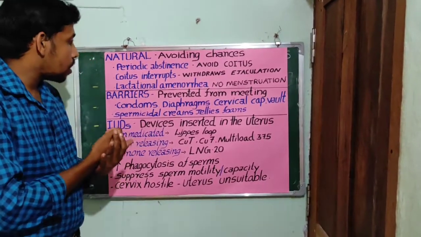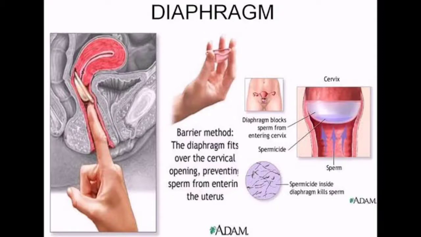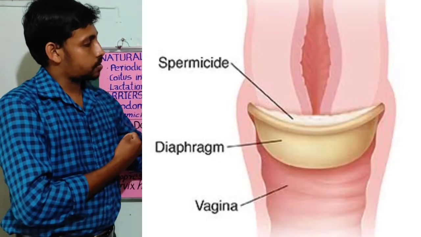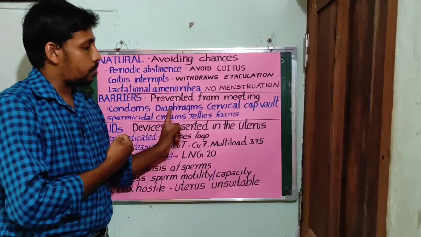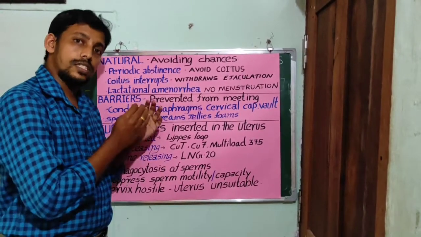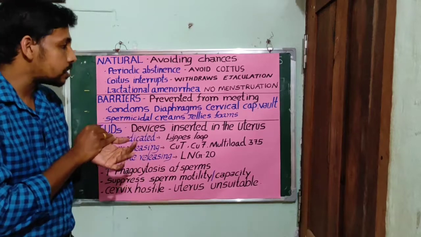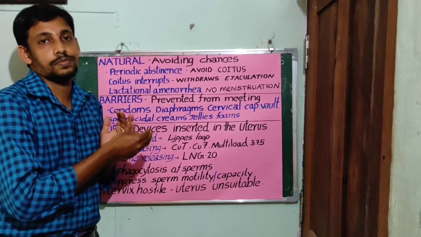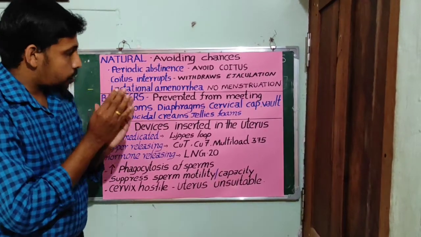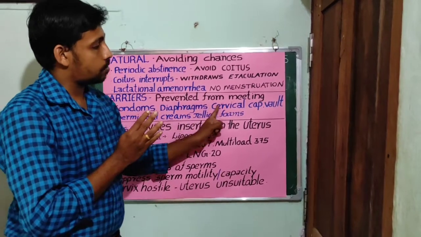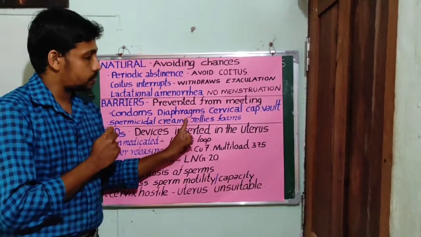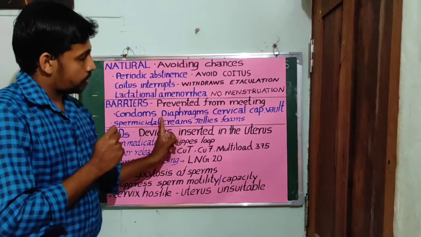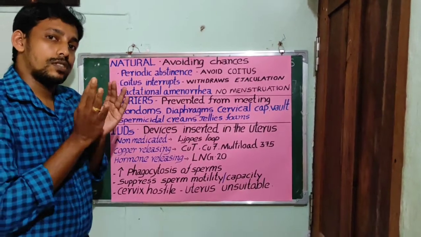Then there are diaphragms, cervical caps, and vaults. These are used in the female reproductive tract. They cover the cervix and prevent the entry of sperms through the cervix. So in the female tract, mainly this type of barriers is used: diaphragms, cervical caps, and vaults.